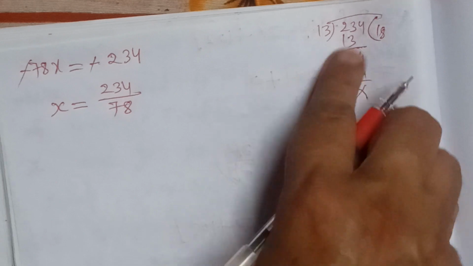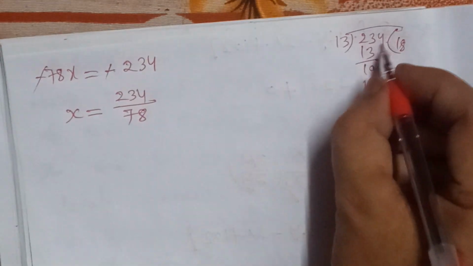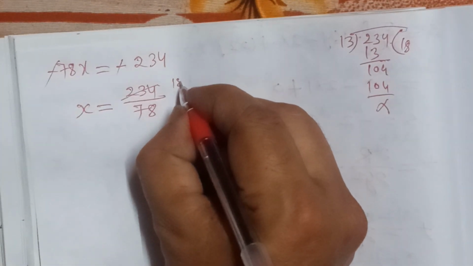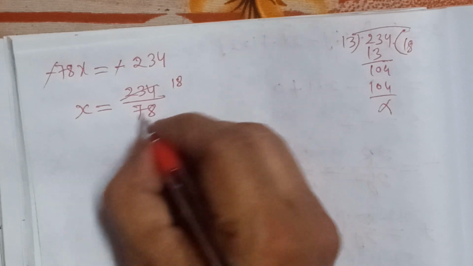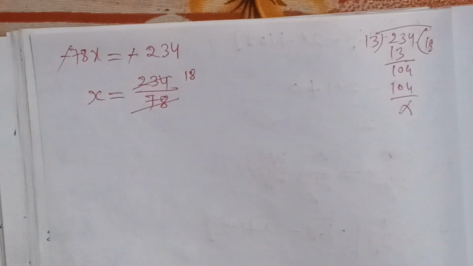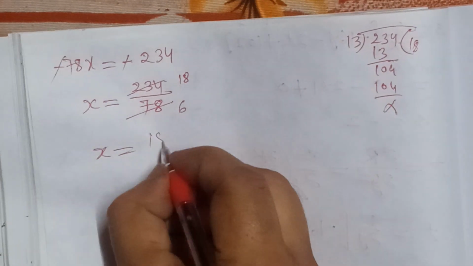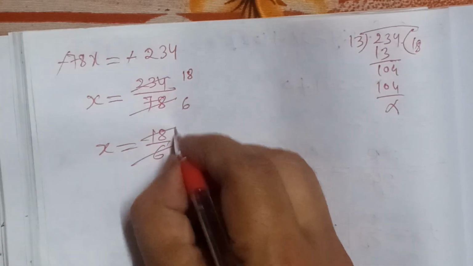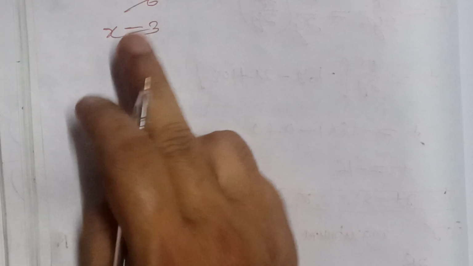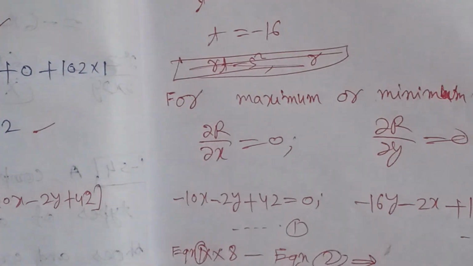We calculate here. On dividing 234 by 13, we get 18, and on dividing 78 by 6 we get 13, and again dividing by 6 we get 3. The value of x is 3. Put this value in equation 1 or 2, and we will get the value of x and y.